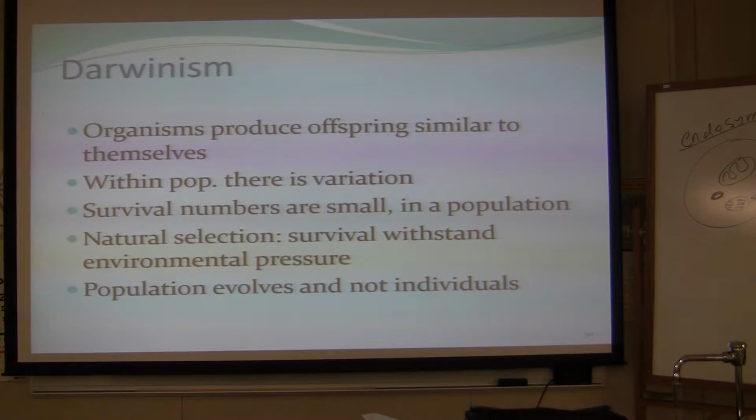Okay, population evolves and not individuals. That's another thing. Before Darwin, Lamarck talked about evolution. What other people before Darwin mentioned about evolution, they were talking about individuals. Individuals evolve. But Darwin came and said, no, individuals did not evolve, population evolved. Okay? That was the big difference between Darwin and Lamarckism.